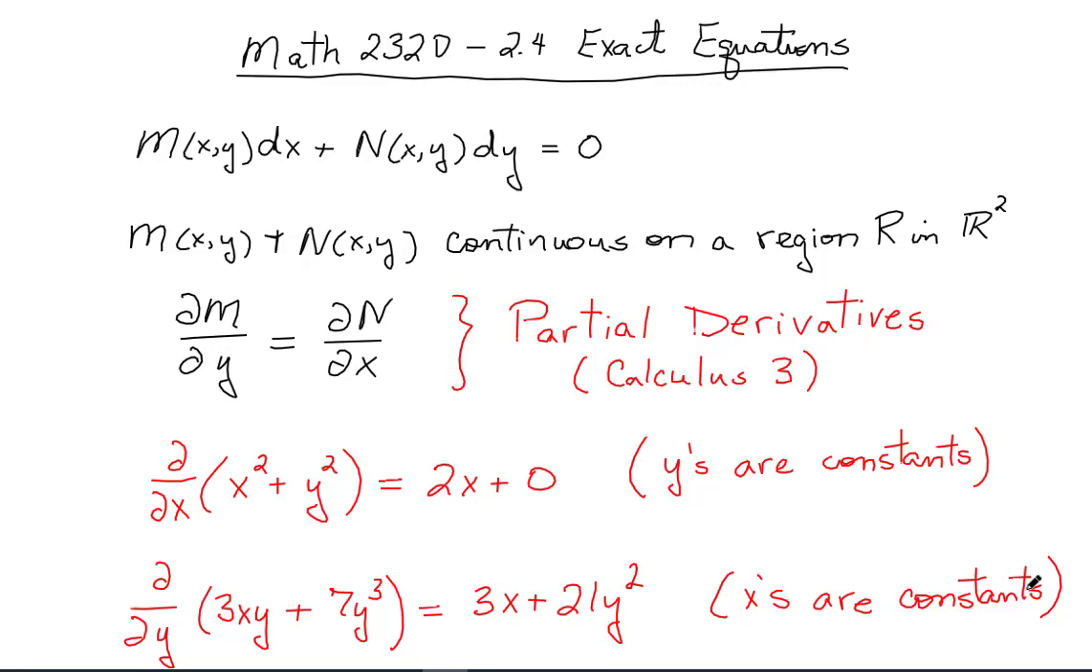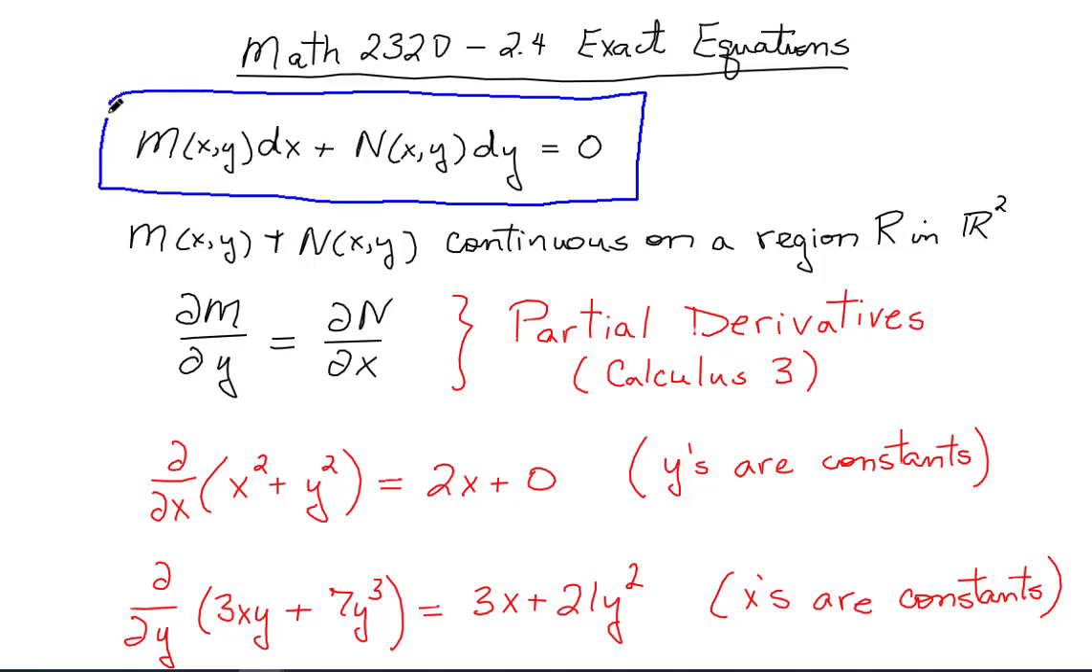Welcome to Math 2320, Section 2.4. We're looking at exact equations. Now they look in a particular format, and that is they're written in this differential format where we have some function M of x and y dx plus N of x and y dy is equal to 0.